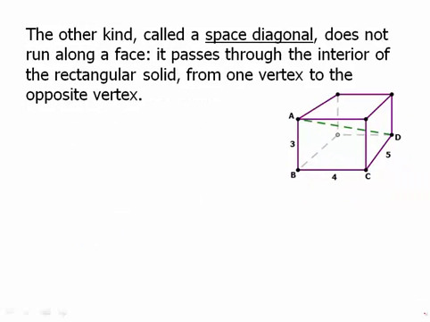The other kind of diagonal, called a space diagonal, does not run along a face. It passes through the interior of the rectangular solid from one vertex to the opposite vertex. So this is a little harder to visualize. This is going from vertex A through the center of the figure and coming out at the opposite vertex at D.